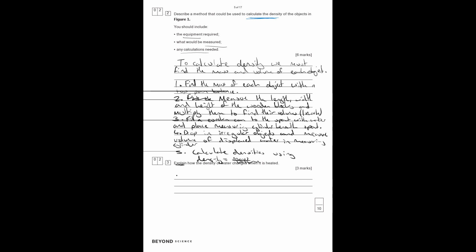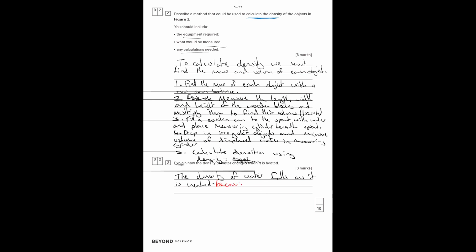Let's have a look. So firstly, I'm going to say the density of water falls as it is heated. That's my first statement. There's a mark for that. Now I'm going to go into the explanation. Why does the density of water fall? Well, as it's heated, I'm going to, therefore, and I should have said because, as it's an explain question.